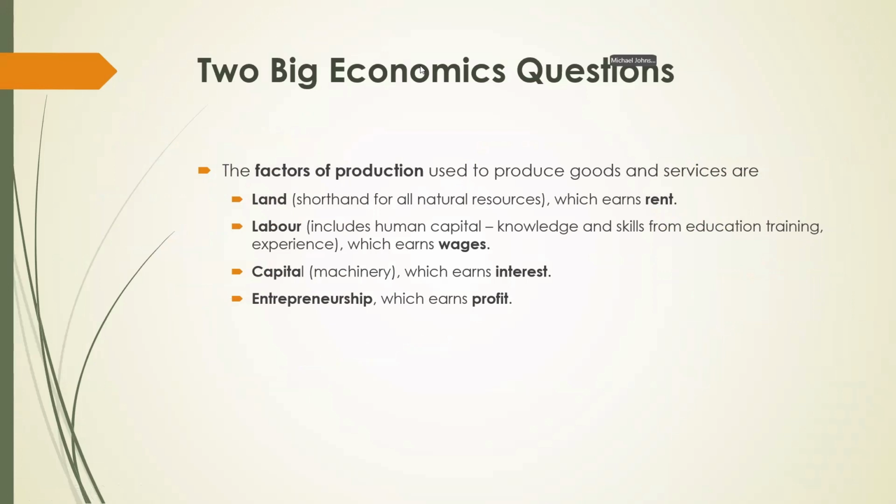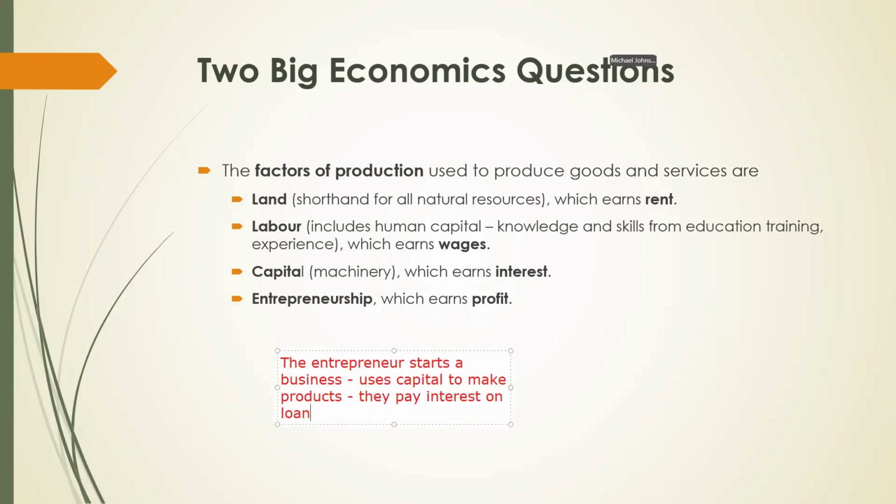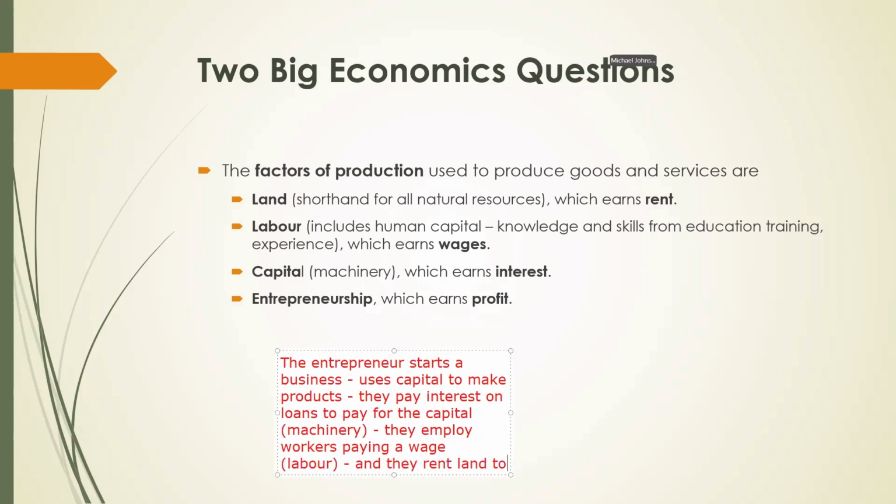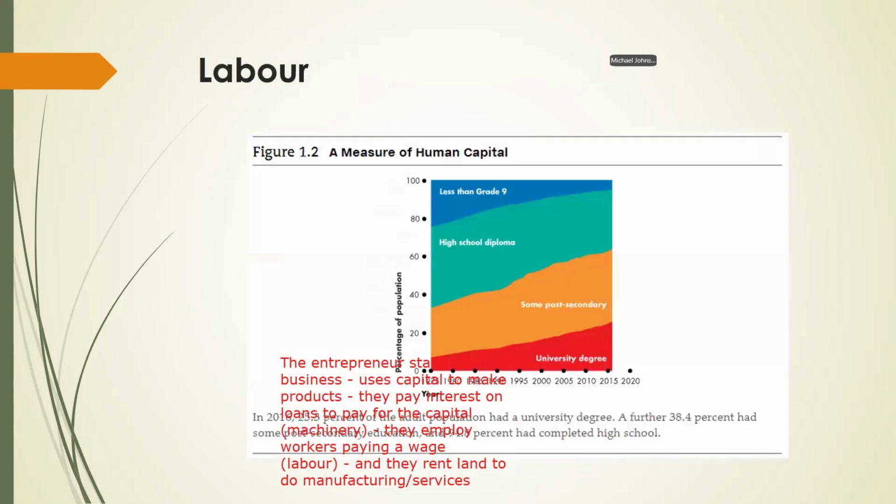The entrepreneur starts a business, uses capital to make products. They pay interest on loans to pay for the capital, machinery. They employ workers, paying a wage, labor, and they rent land to do manufacturing or services. So all of that is incorporated to make a business. You need all four to make a business: land, labor, capital, and entrepreneurship.